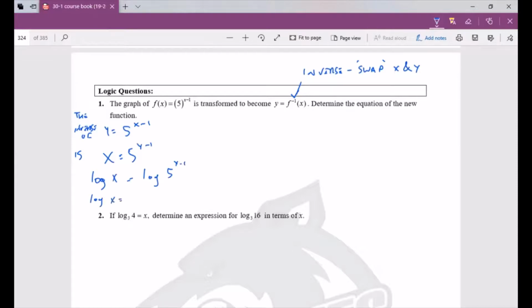Log x is equal to, the exponent comes down in front, y minus 1 times log 5. Distribute. Log x is equal to y log 5 minus 1 log 5. Just distributing into this bracket.